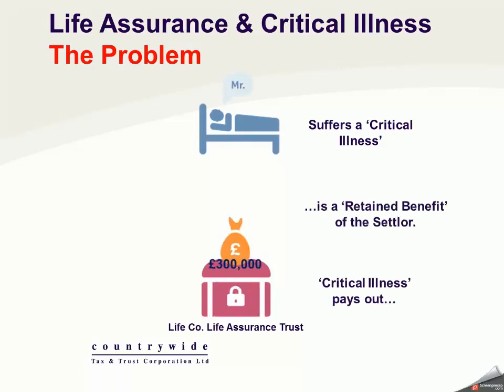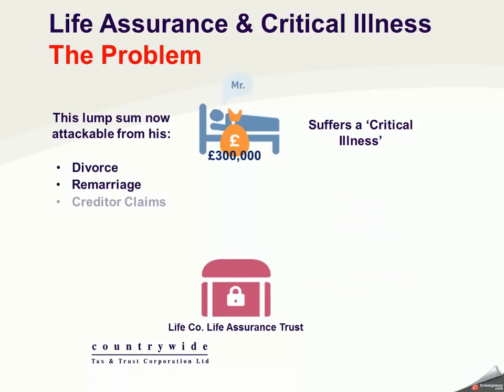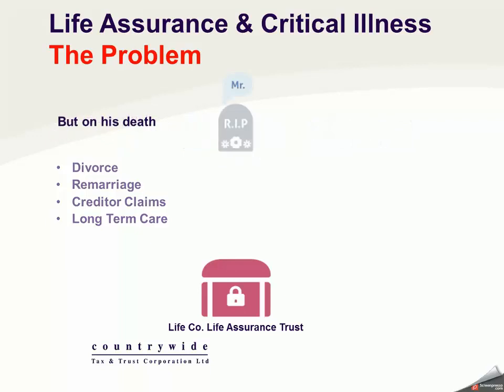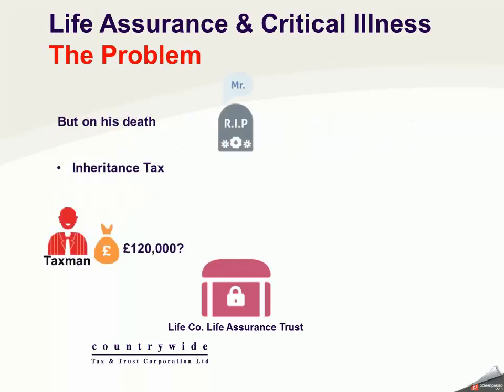So it pays out on the diagnosis of a critical illness, £300,000 back to the settlor in his estate. Now maybe these other threats, these four here, divorce, remarriage, creditor claims and long-term care, are more pertinent with critical illness because it's probably something that you may well recover from. And then of course you could survive, but the danger is on death. We've potentially got inheritance tax again.